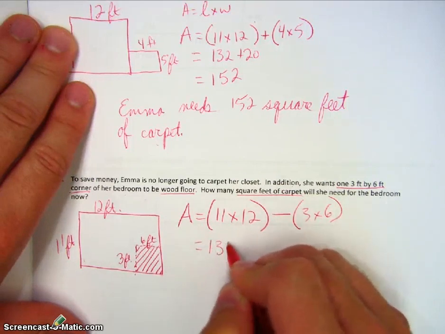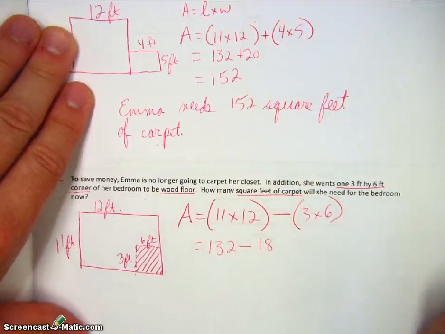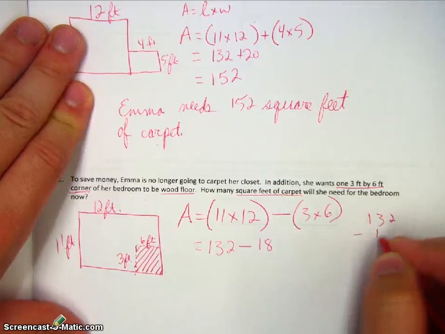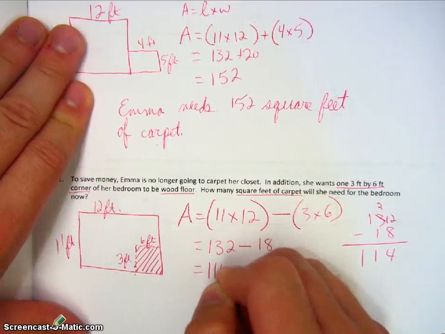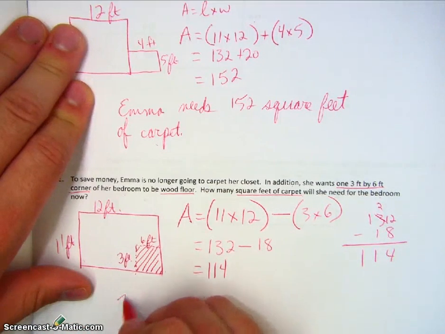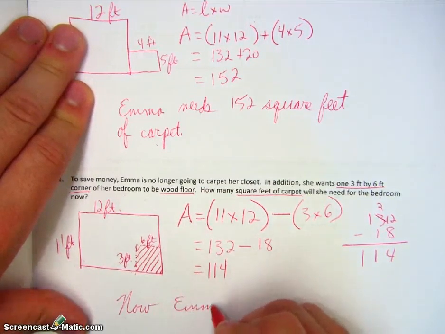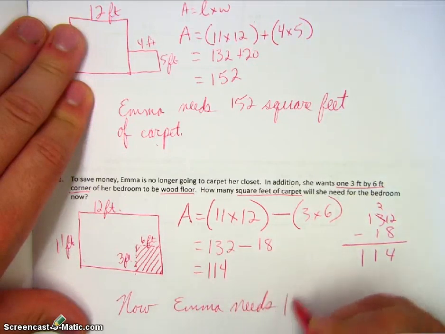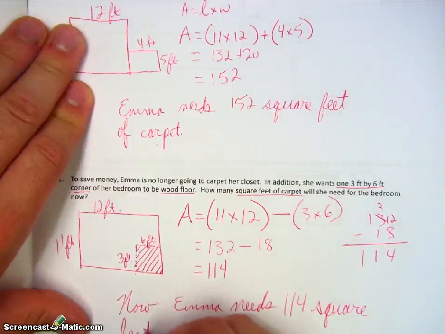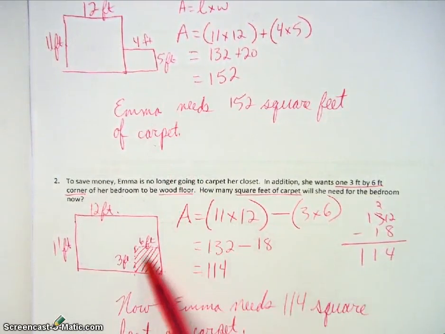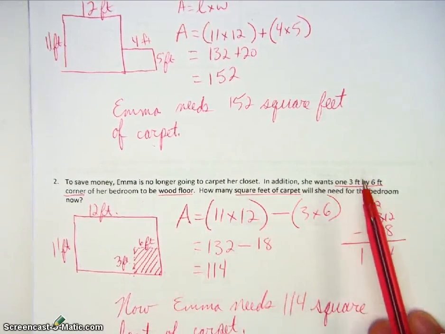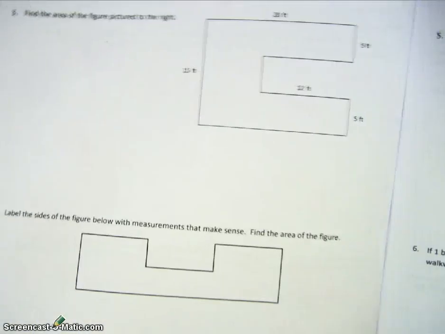So now we have 132 minus 18. Okay, so we can set that up, and you see that we get 114 square feet. So now Emma needs 114 square feet of carpet. Okay, so up here because we have the closet we add. Over here because we're taking off some carpet, we're going to subtract. Okay, moving on to number 3 here.